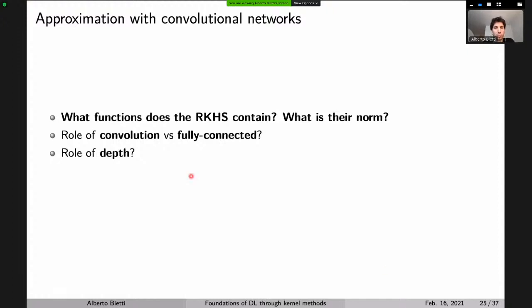Okay, so the goal of approximation is just to understand what functions are in the RKHS and what is their norm. Then hopefully we can get a sense of what convolution gives you that's better than fully connected architectures, and try to study the role of depth. We'll also see, coming throughout, why the kernels might have problems, but I'll talk about this at the end a little more.